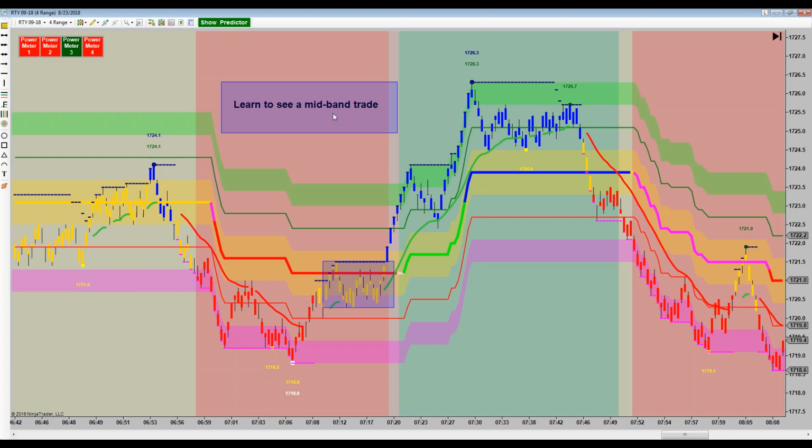Every single person in this room tonight, when these bars came up and kissed this mid-band and rolled over, should have typed in the letter T right here. It doesn't get any more clear than this. Don't worry, I'm not upset or anything. I'm very passionate about this, okay? This is how I make my living, trading, teaching, developing this software and training and teaching and trading it myself. You have to learn to see this. If there's anything you learn, it's this right here.